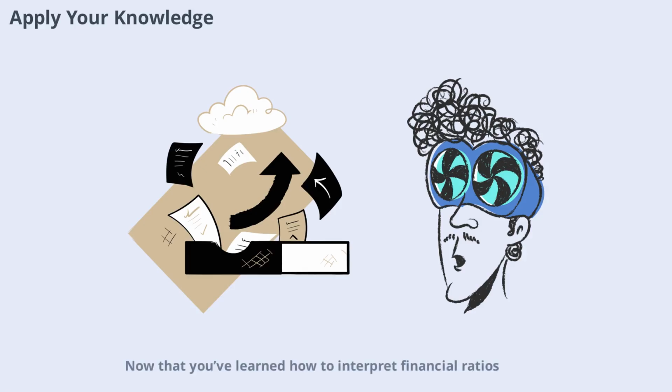Now that you've learned how to interpret financial ratios, it's time to put your knowledge into practice. Start by reviewing the financial statements of a company you're interested in. Calculate key ratios, compare them to industry averages, and look for trends over time. Remember, the more you practice, the more confident you'll become in your analysis.